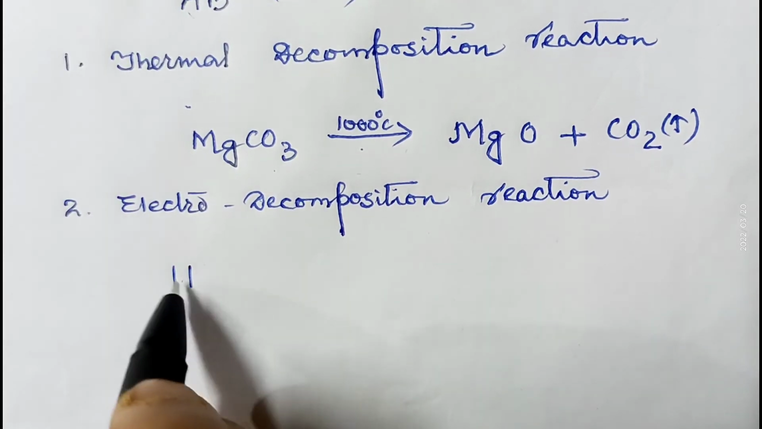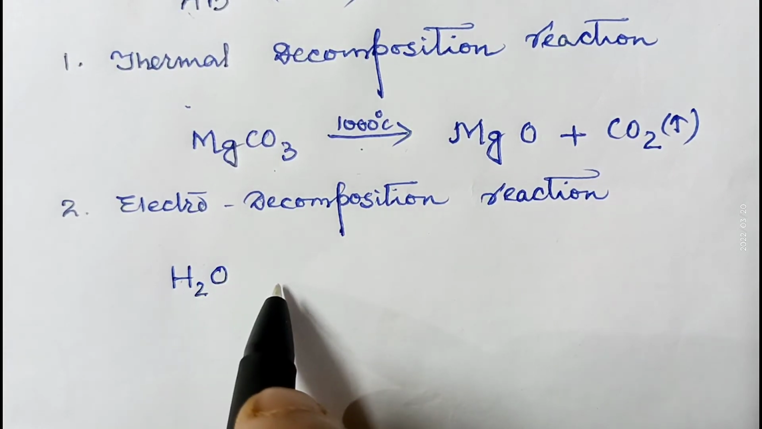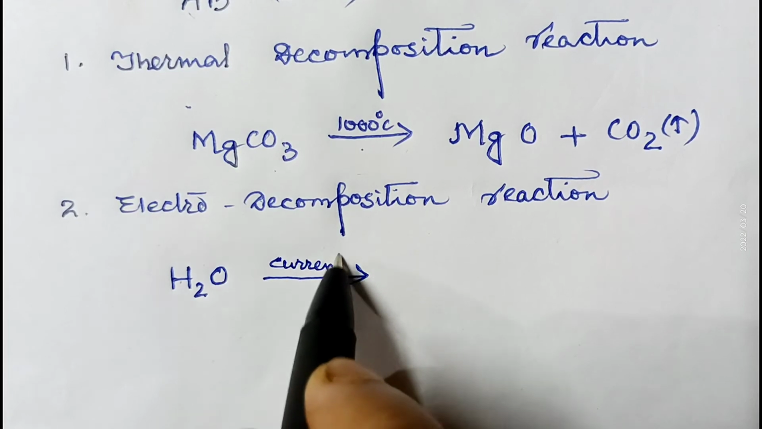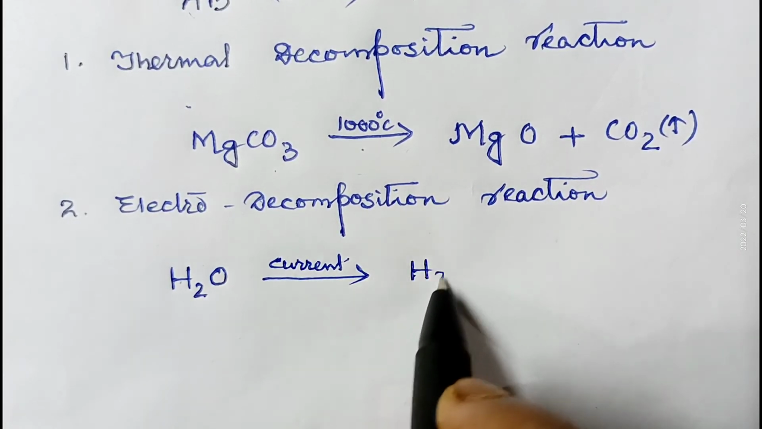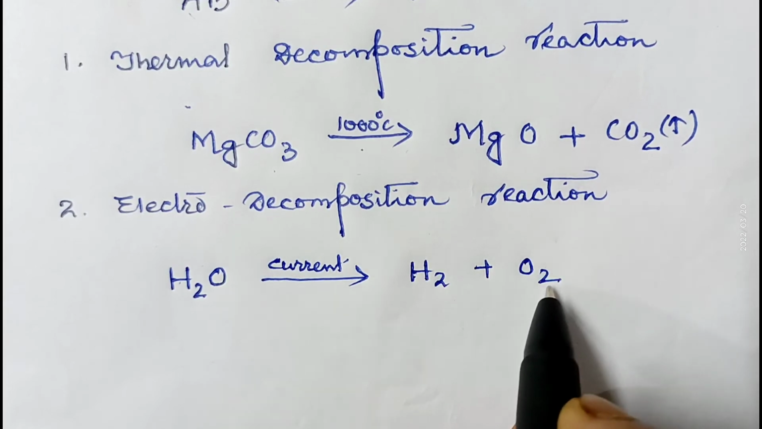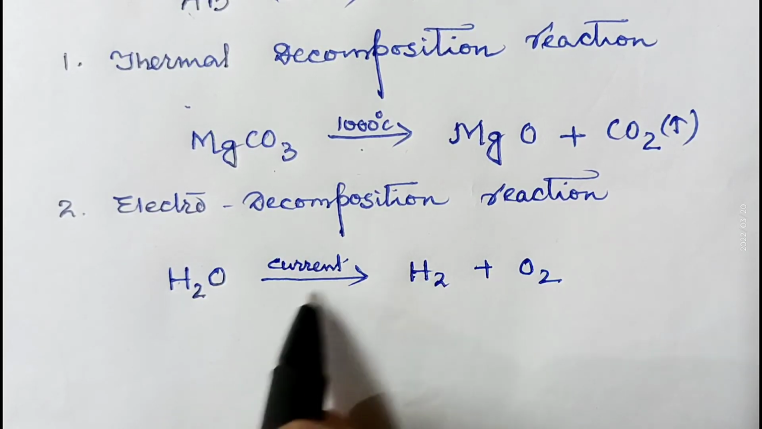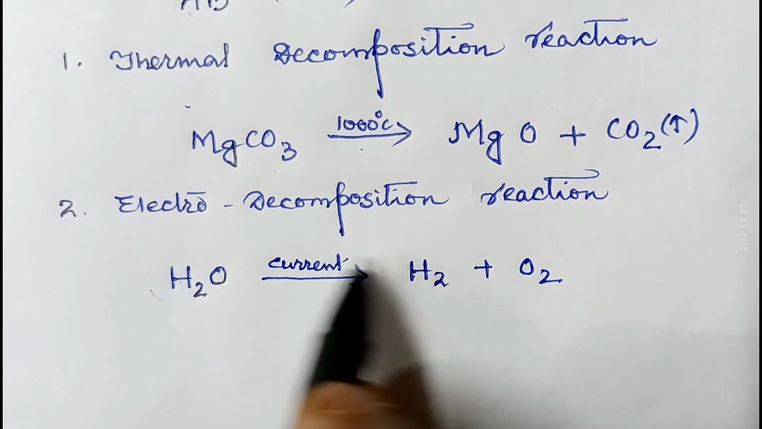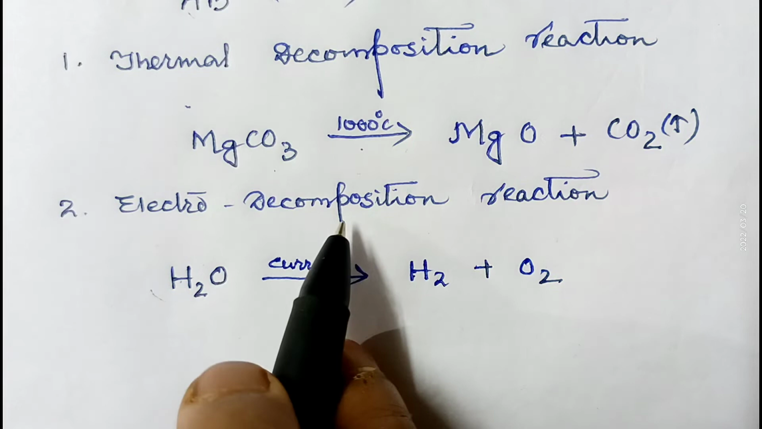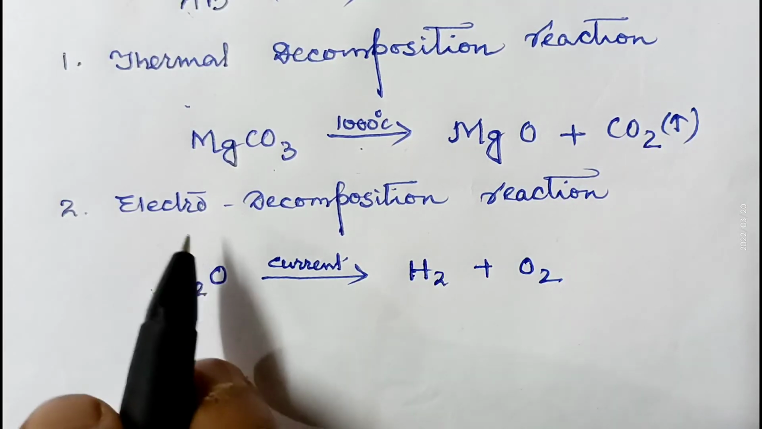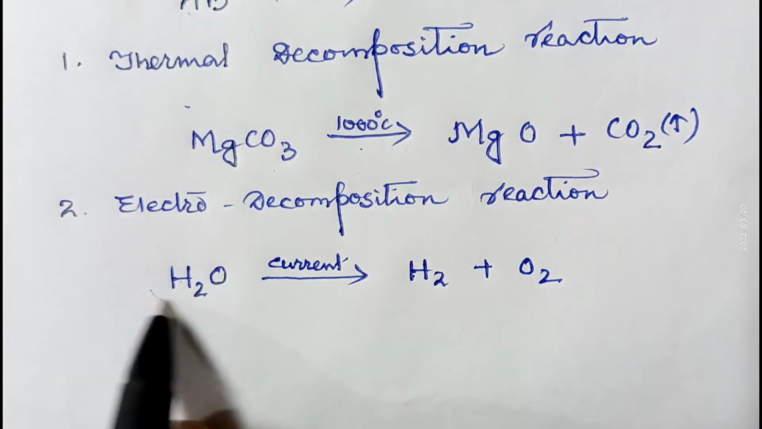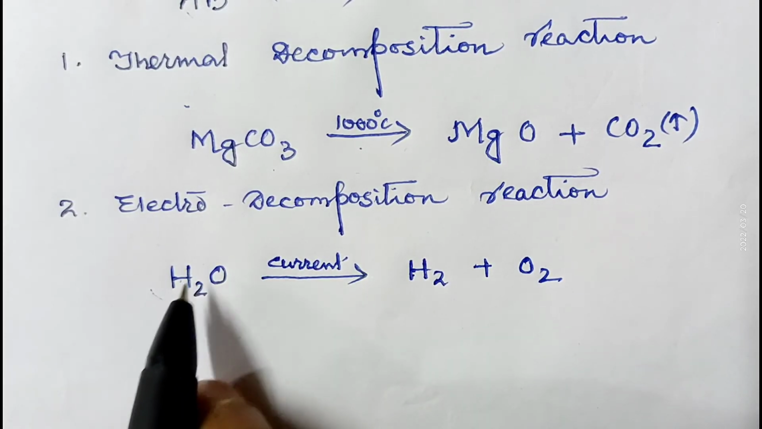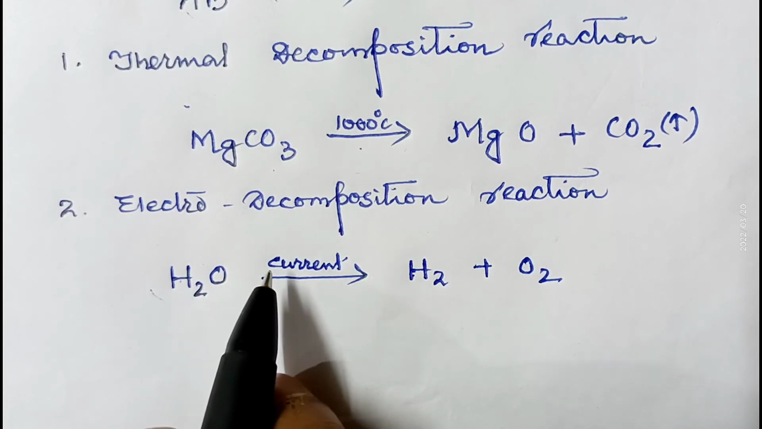Now, if you take water, add a few drops of sulfuric acid and pass electric current, then this water will decompose into hydrogen gas and oxygen gas. So here, by using electricity, we are decomposing water to hydrogen and oxygen. So this type of reaction is called electro-decomposition reaction. And remember students, in case of electro-decomposition reaction, the compound which is to be decomposed must be in the aqueous solution or it must be in the molten state. Otherwise, this reaction will not proceed.